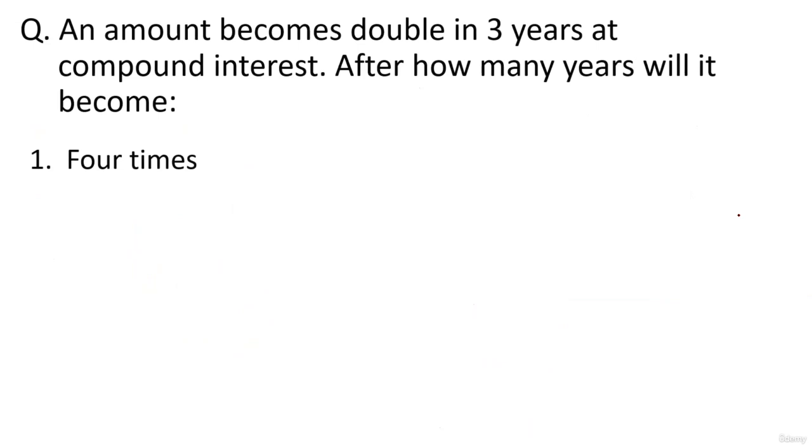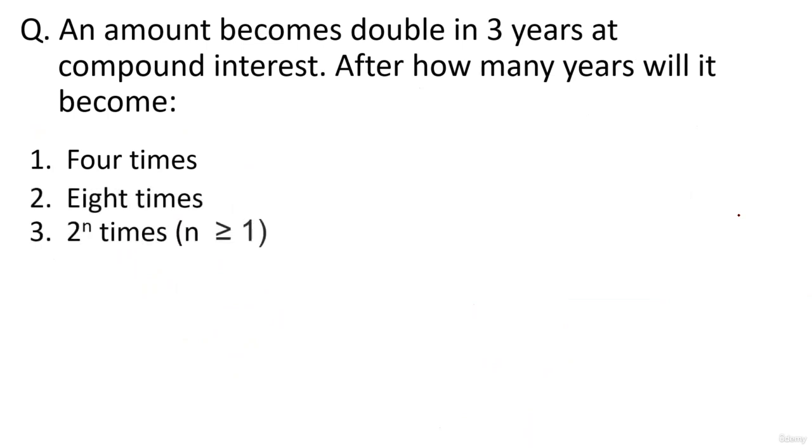An amount becomes double in 3 years at compound interest. After how many years will it become 4 times? The next question is 8 times, and then we have 2 raised to n times, where n is greater than or equal to 1. Now, again, people try to form equations here and slightly complicate things, but we look at a much simpler way, of course.